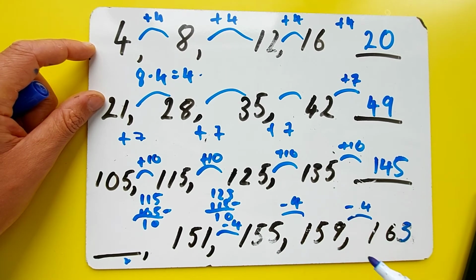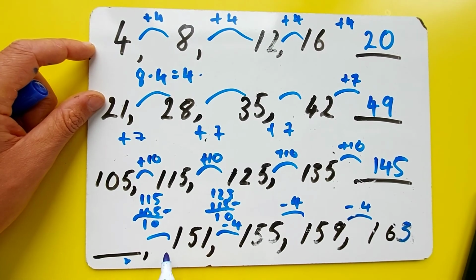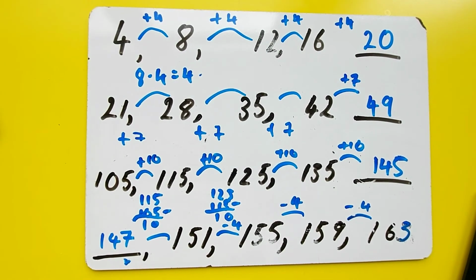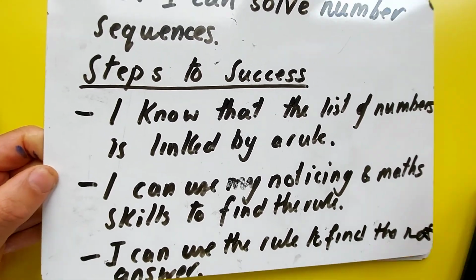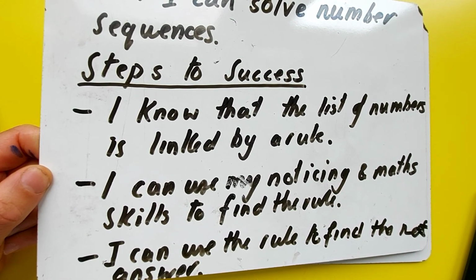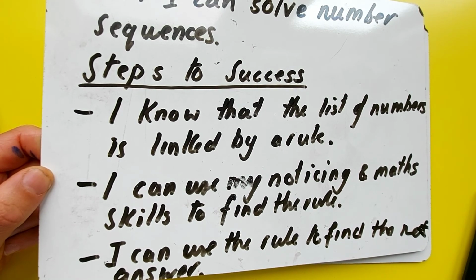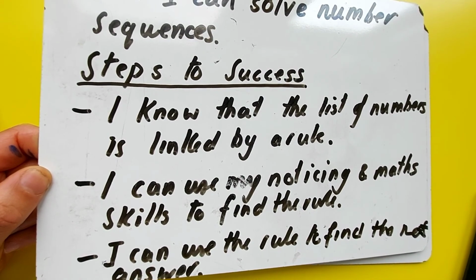So again, I know there's a rule, and I've now used my noticing and math skills to find that rule, and now I can finish it off by doing 154 take away 4 would be 147. I hope I've got that right. Guys, think about those success criteria. Here they are again. If you see a list of numbers, there must be a rule. Use your maths noticing powers to find the rule, subtracting the two different numbers, checking that it is the same jump each time, and then finally you can finish that off by finding the next step, okay?